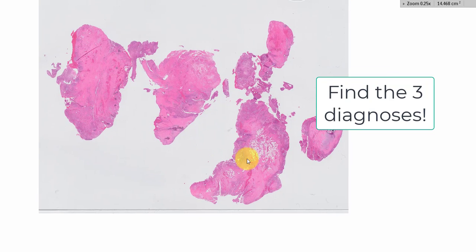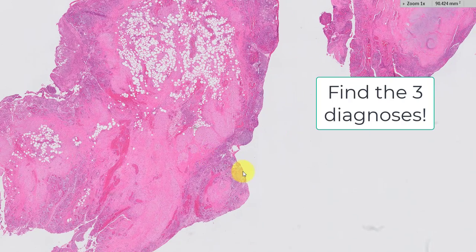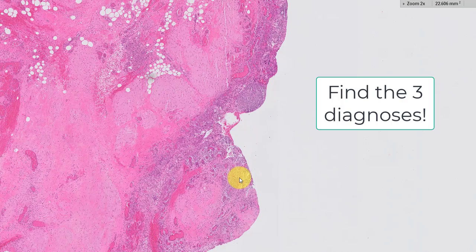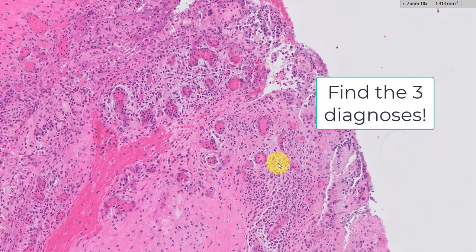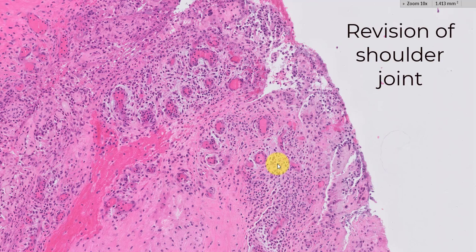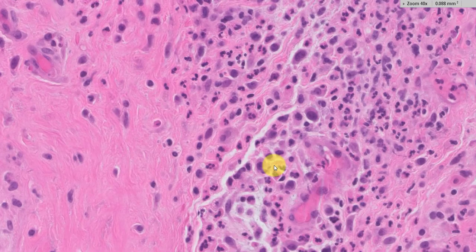So here's a very cool case. There are 3 findings you need to identify, right? So remember that. 3 independent histologic diagnoses. The first is this. Remember, this is a redo joint. So one of the questions asked was, is this infection?